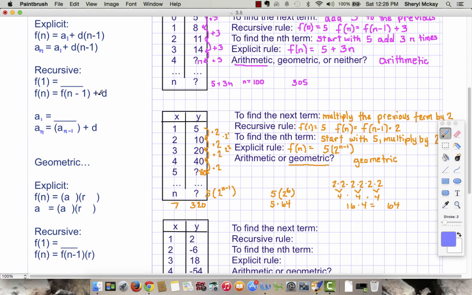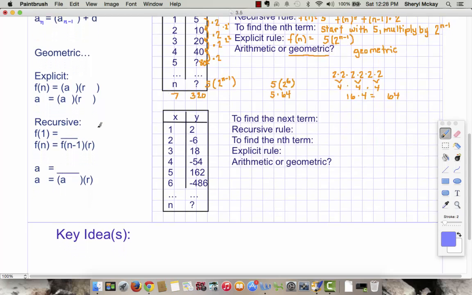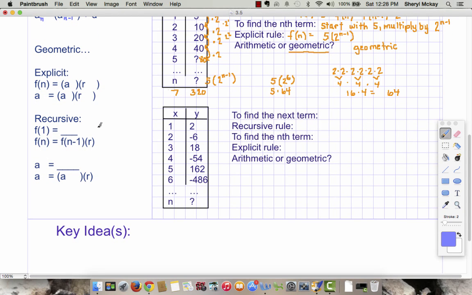So they both mean the same thing. One is written as a function, f of n. The other one is written with this notation of the a sub, which helps us to know how to identify the terms. All right. Now let's look at geometric. So that was arithmetic. So geometric is going to be the same way. An explicit is going to be f of n equals a sub 1, which is the first term, times r, which is the constant ratio, to the n minus 1 power.